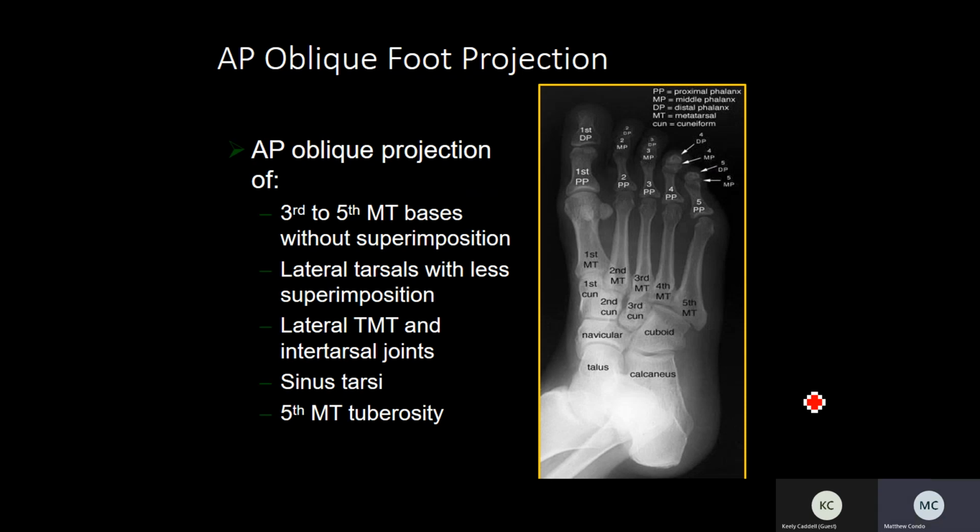So again, this is what an oblique view is going to look like. What am I best going to see here? The metatarsal bases of digits 3, 4, and 5, no superimposition. There is a tiny bit of superimposition between 1 and 2 and 2 and 3. So if I need to see my metatarsal bases, and if I need to see my lateral tarsals, I need to order at least an oblique view. Obviously, what we talked about time and time again, one view is no view.